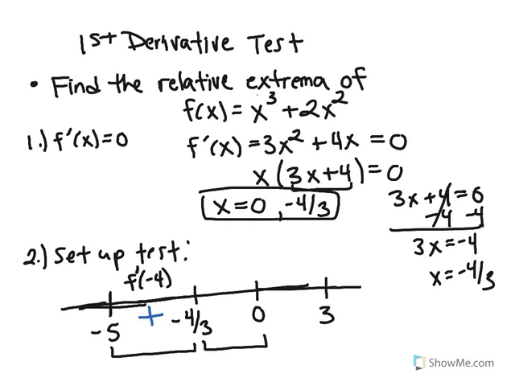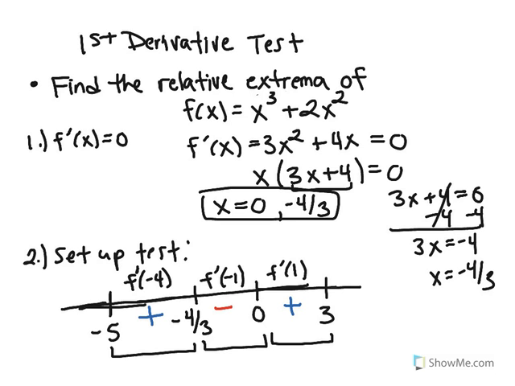So what about in this interval? Well, -4/3 is a little bit more than -1, so let's pick -1. So f prime of -1 gives me -1. So in between these two, this is decreasing. And then in between 0 and 3, let's just pick +1. You can pick any value that you want in between those two numbers, and I happen to get +7.